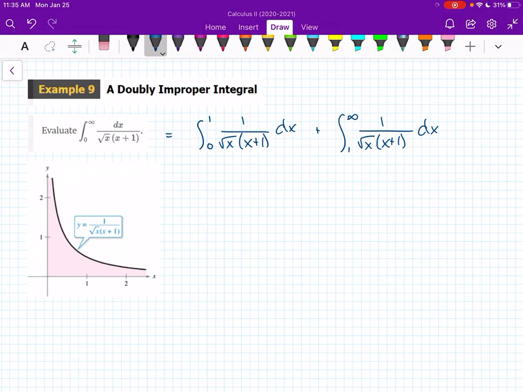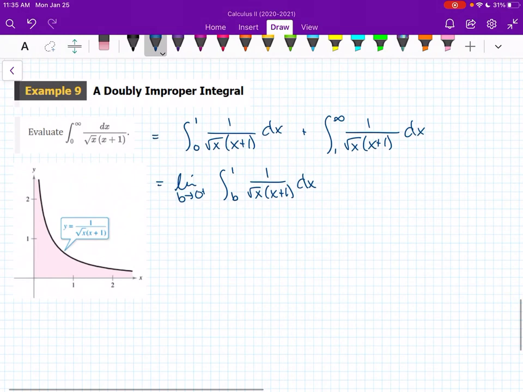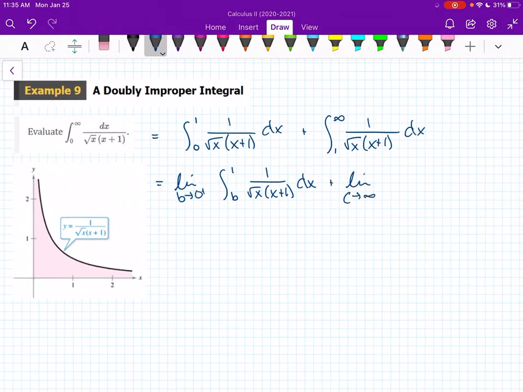So on my first limit here, I'm going to approach 0 from the right. And then on my second limit here, I'm going to pick a new variable, c, and c is going to approach infinity. And that's from the last lesson. Okay, so now that I have my limit set up, I can go ahead and take these integrals.